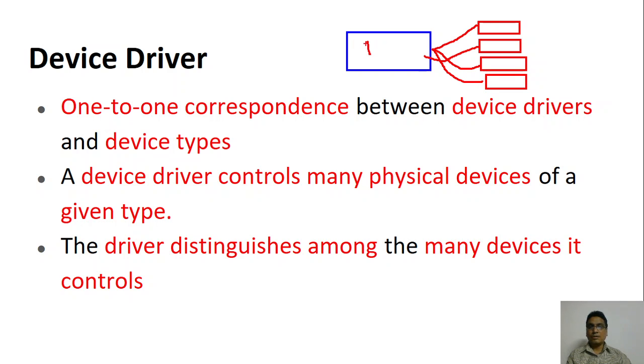So this is a block type. If you say it is a block type device, generally the hard disk or this kind of devices are block devices. For all the block devices, there will be one driver. So a driver controls a type of devices. So what do I mean to say that?